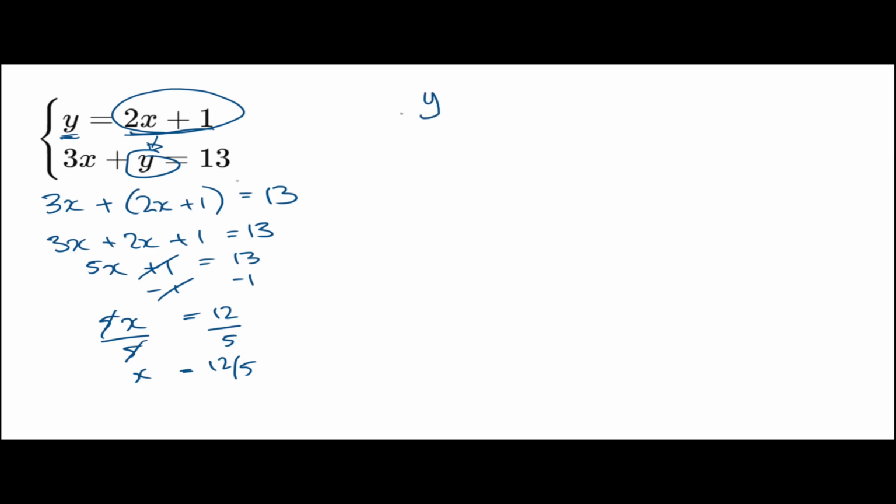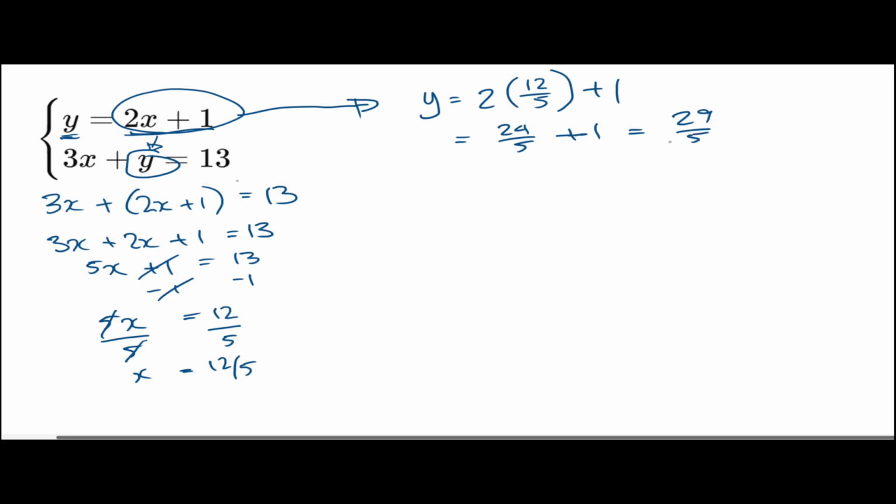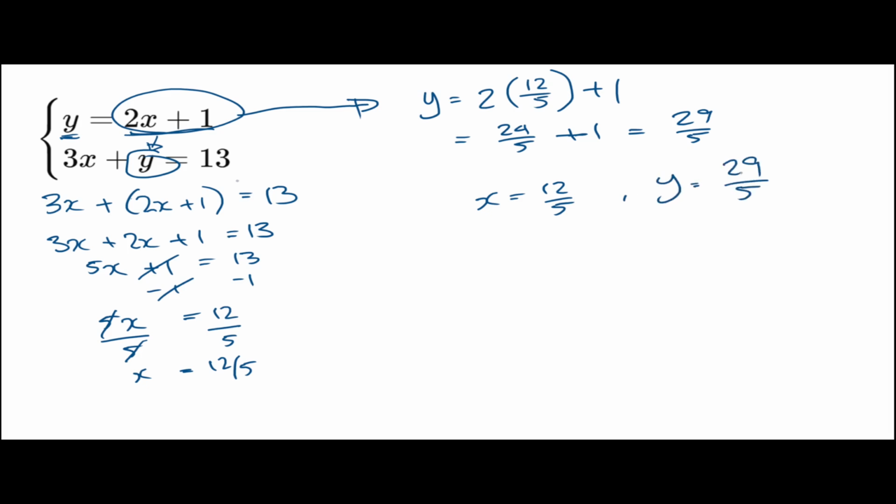Great. So y, now I'm going to put this in there wherever we have an x this time, is 2 times 12 over 5 plus 1. So 2 times 12 over 5 is 24 over 5 plus 1. And 1 is 5 over 5, so that's going to be 29 over 5. So x is 12 over 5 and y is 29 over 5. That's the answer for that one.